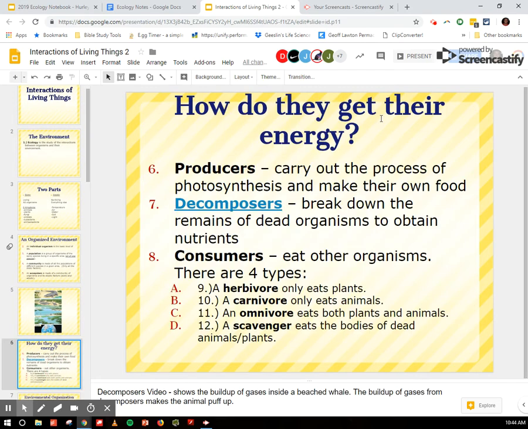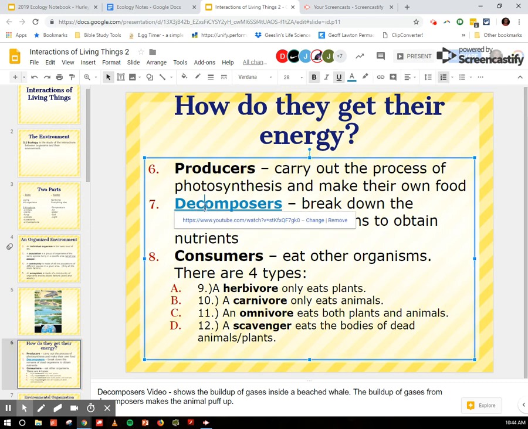All right, let's talk about how these organisms get their energy. How do they get their energy? There's three main categories: producers, decomposers, and consumers. And in consumers, we have different subcategories. Let's talk about producers. We normally think of these as plants, but there are non-plant producers. Things like bacteria or different types of protists can be producers. But producers carry out the process of photosynthesis, and they make their own food. Just like with most things in science, there are some exceptions. Some things don't go through photosynthesis, but for the most part, photosynthesis is how producers get their energy.